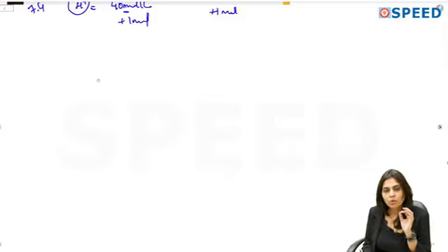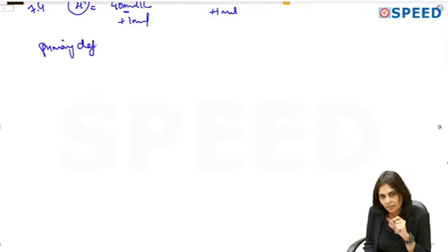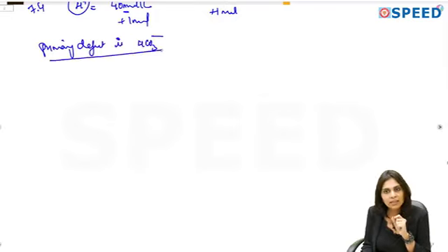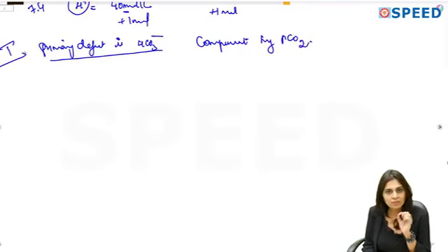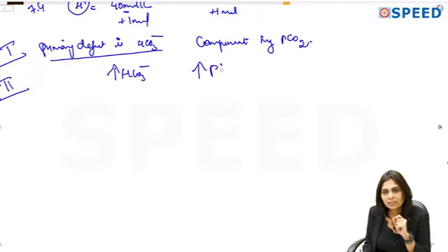For now, what is the basis of compensation? Whenever the primary defect is with bicarbonate, compensation will be done by PCO2. This is point number 1. Whenever the primary defect is bicarbonate, compensation will be done by PCO2. Point number 2 is the compensation will always be parallel. That is, if the primary defect is an increase in bicarbonate, compensation will be an increase in PCO2.